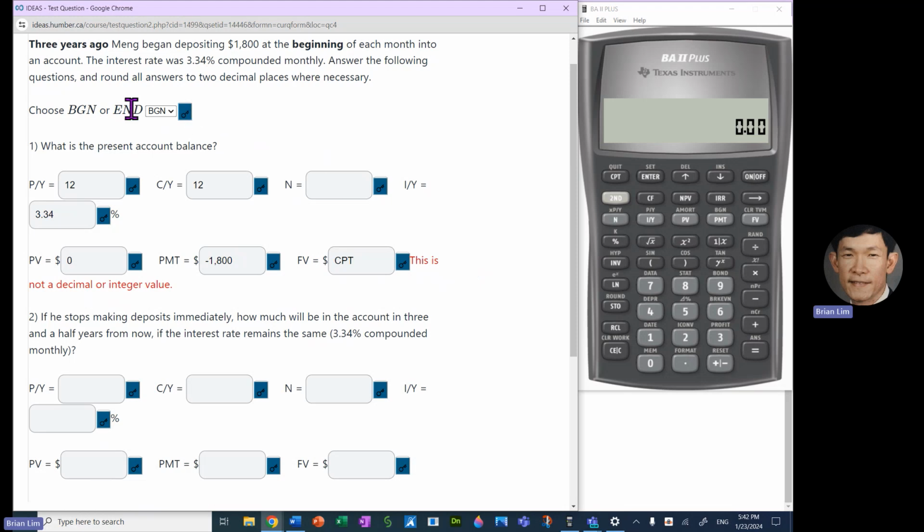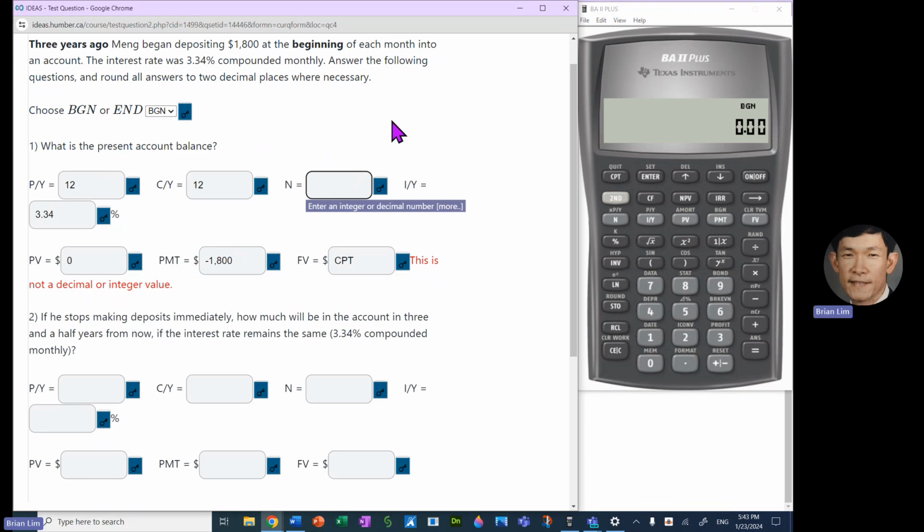Let's start by getting into the begin mode by clicking on second PMT. It's in end now, so we set it to begin by clicking on second, enter, and there we have begin, which displays in the top right corner. Let me quit that mode by clicking on second CPT, and we're back to the normal mode. Now we input these 2 values of PY and CY. We go second IY, then 1, 2, enter, and that's the value for PY. That will also automatically be the value for CY, so I don't need to input a value for CY. I will quit out of that mode.